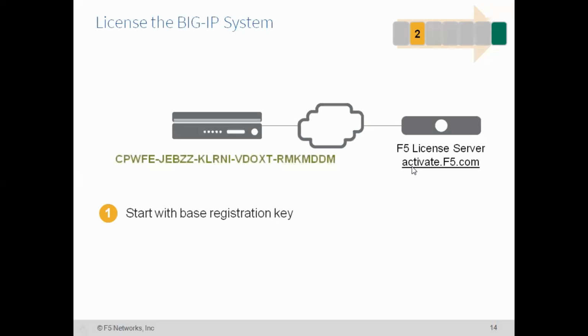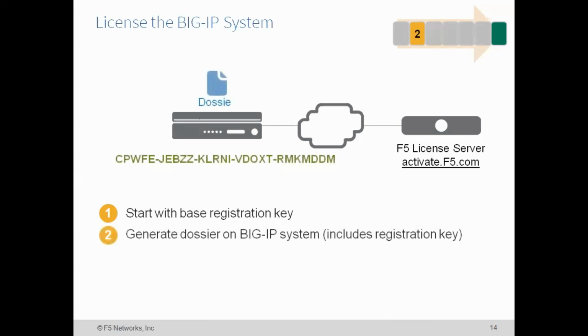After you get the registration key, with the help of the registration key, you will generate a dossier. Now, what is the dossier? Dossier is an encrypted file which contains the information of your hardware box along with the license and your serial number. Now, this dossier file needs to be sent to the F5 licensing server. So we will send it to the F5 licensing server.